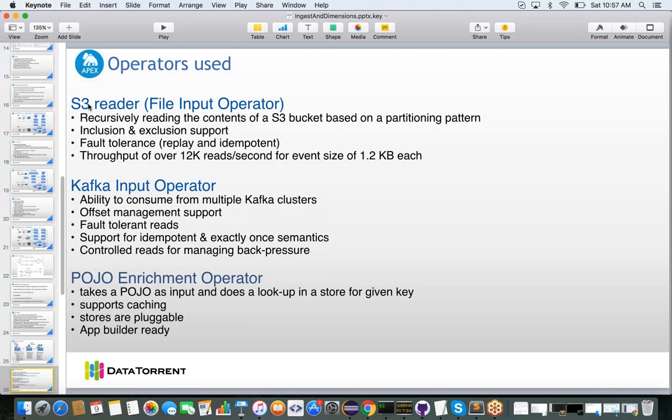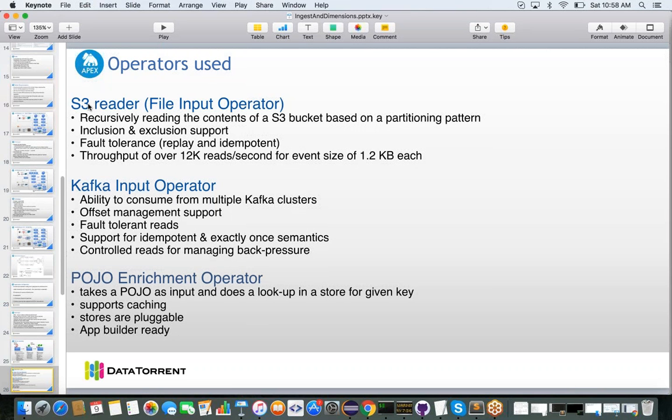There was an S3 file reader which did recursive reads from S3 based on a certain pattern. You could include and exclude records and even go back into some S3 folders. There was fault tolerance semantics and replay built into the operator. This basically leverages the abstract file input operator from Malhar. So a lot of it is available out of the box from Malhar. Kafka input operator, again, coming from Malhar. Pojo enrichment operator coming from Malhar. The Kafka operator could read from multiple Kafka clusters, did offset management for you, and supported fault tolerant reads.